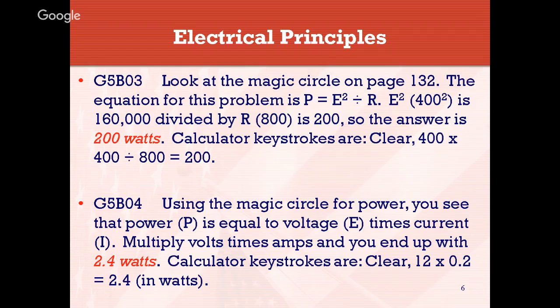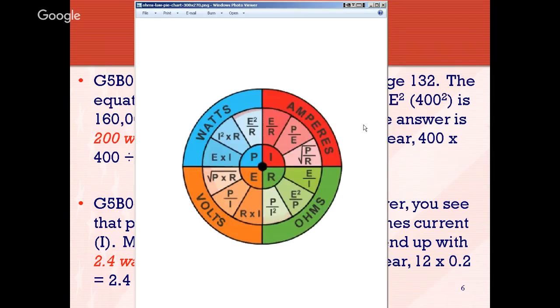Power is, again, let me just go ahead and throw this up here again. This little magic circle anyway. Where is it? There it is. So if you understand the magic circle, you have a very good understanding of how to calculate the known variables to get the unknown.